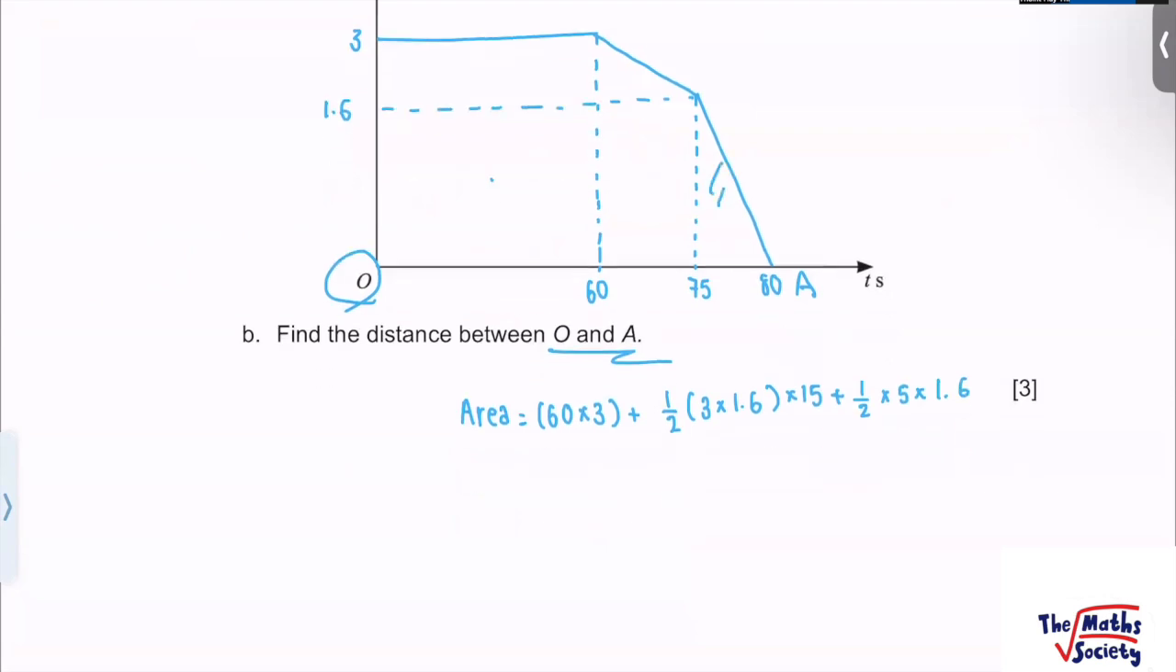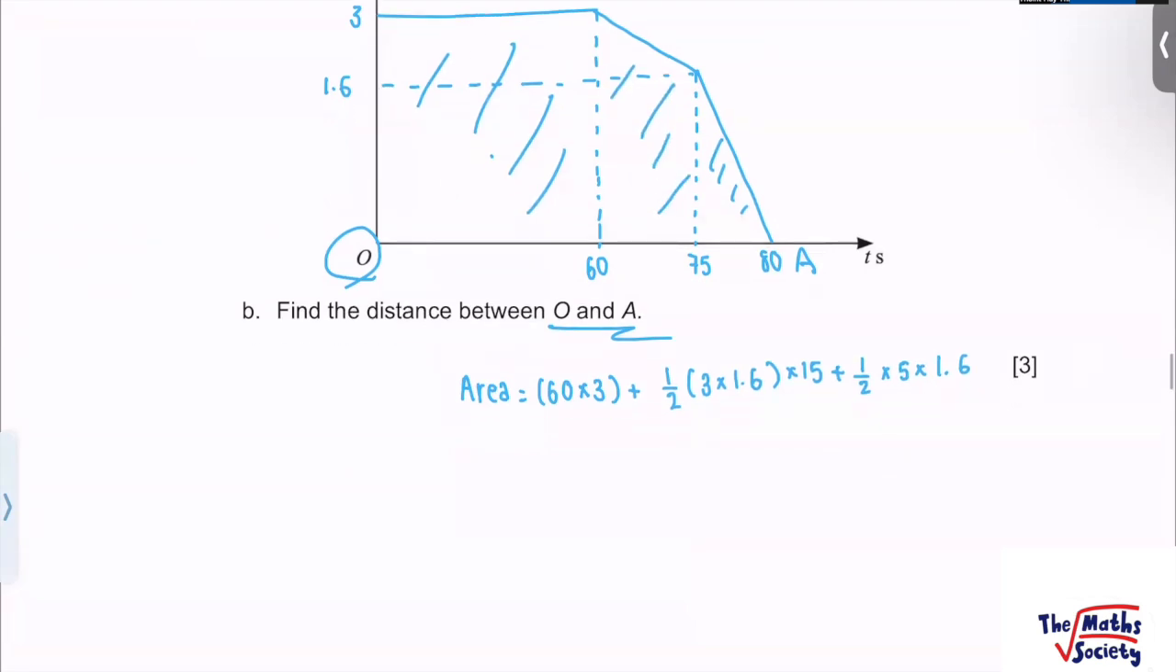This one is the rectangle, and this one is the trapezium. This is 3, 1.6, and then the 15. Yep, it is the rectangle, trapezium, and then the triangle. So 180 plus the rest, if you add it all up, you'll get 218.5 meters. And that has to be your distance, yeah? Because distance, we always know that it is area under the curve.